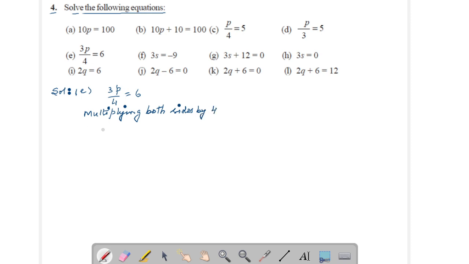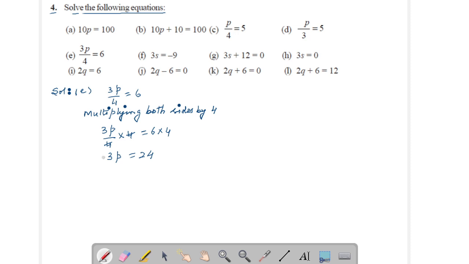What will you get? 3P upon 4 into 4 equal to 6 into 4. Here you can cancel 4 by 4. What is left? 3P equal to 6 fours are 24.